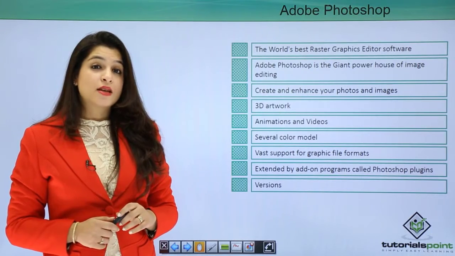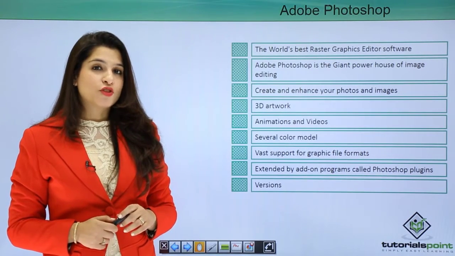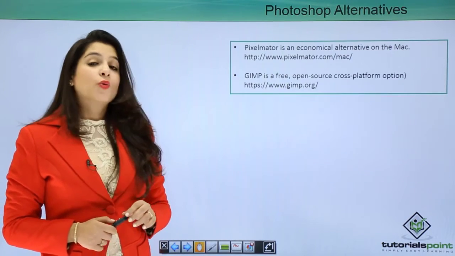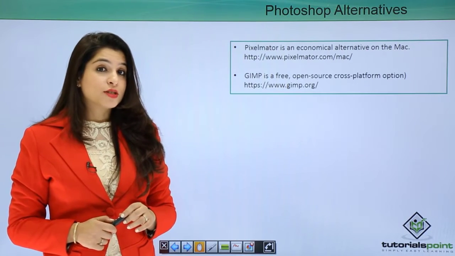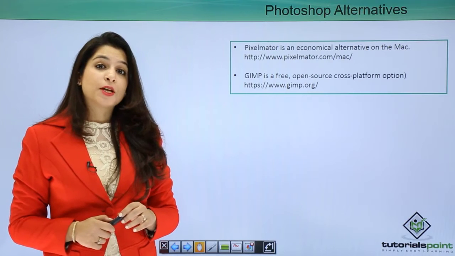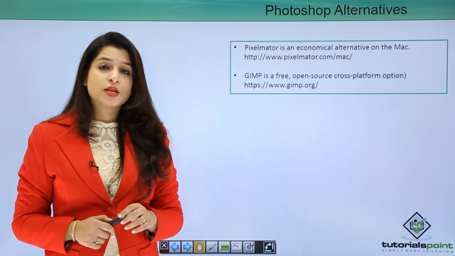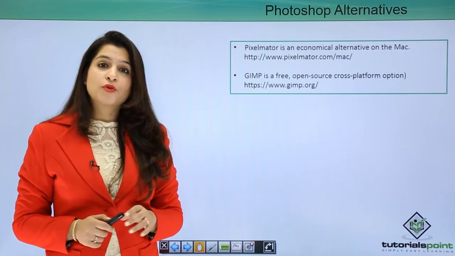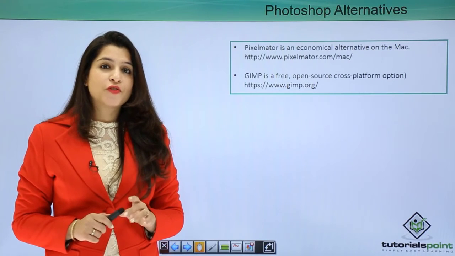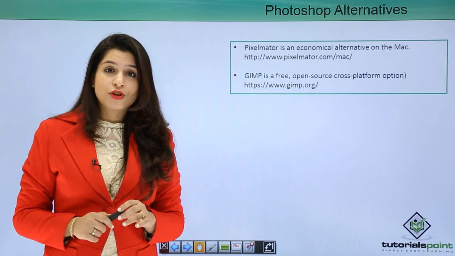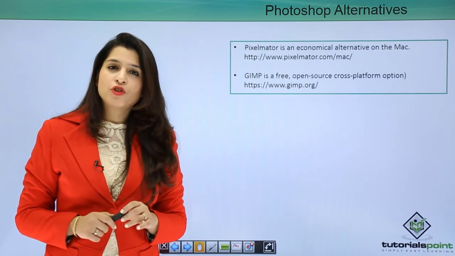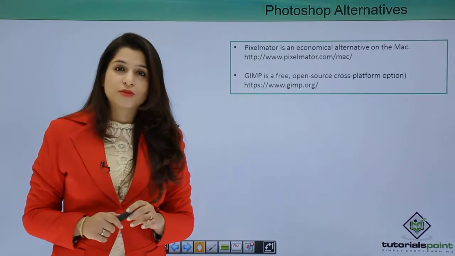Now let's see some alternatives to Adobe Photoshop. We have Pixelmator, which is an economical version for Mac users, and we also have GIMP, which is free and open source. By open source, I mean a software which can be easily downloaded free of cost. Now, we will begin with our next tutorial, which will deal with how to get Photoshop on your systems.